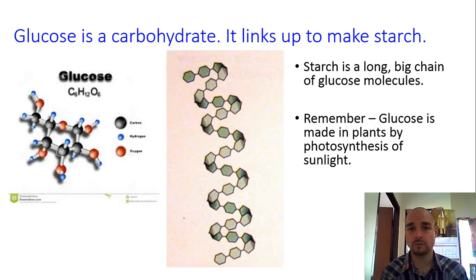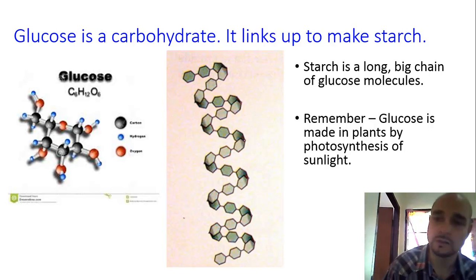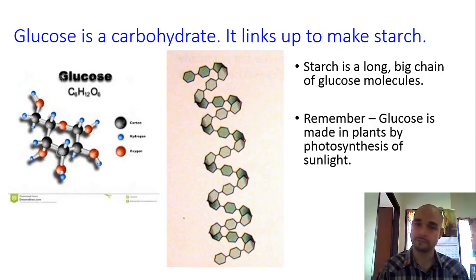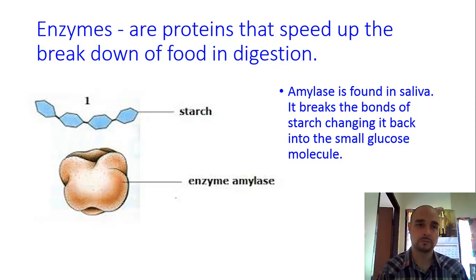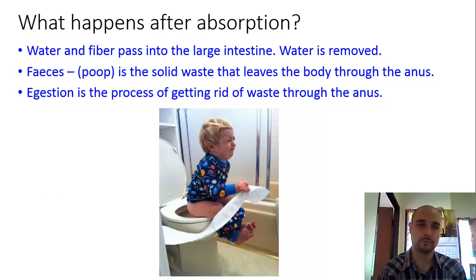And if you remember, glucose is made in plants by photosynthesis from sunlight. Just a reminder. To break this starch down, there's an enzyme that does that. Enzymes are proteins that speed up the breakdown of food in digestion. The enzyme that breaks down starch is called amylase. Amylase is found in saliva, and it breaks the bonds of starch, changing it back into small glucose molecules, which can be absorbed through the villi into the bloodstream.